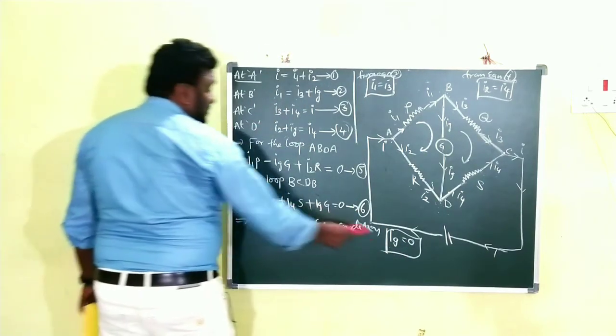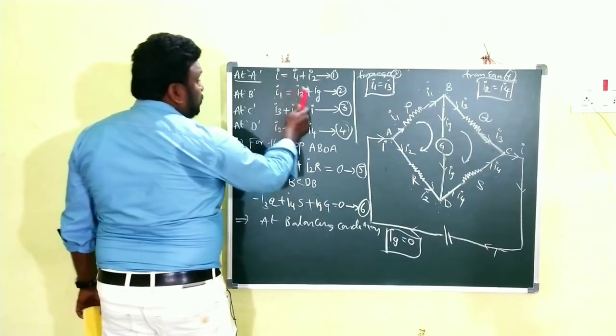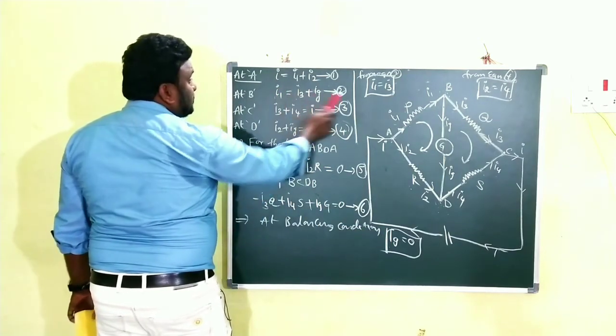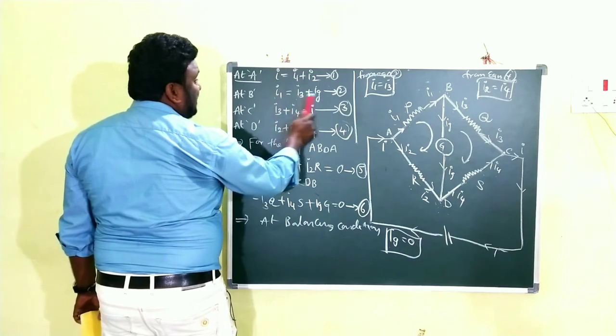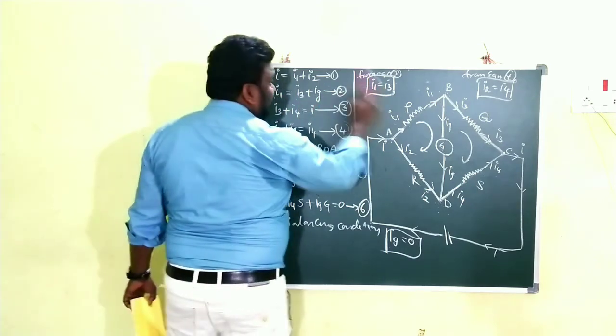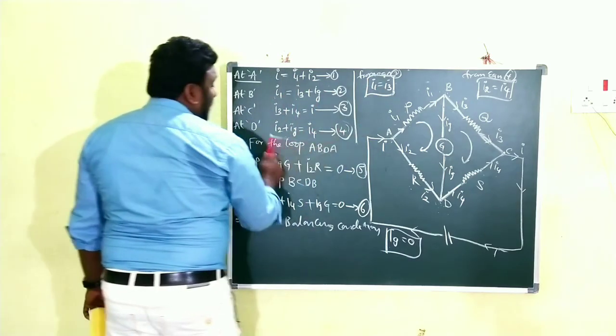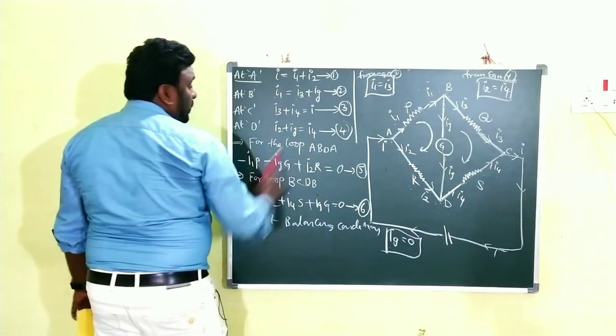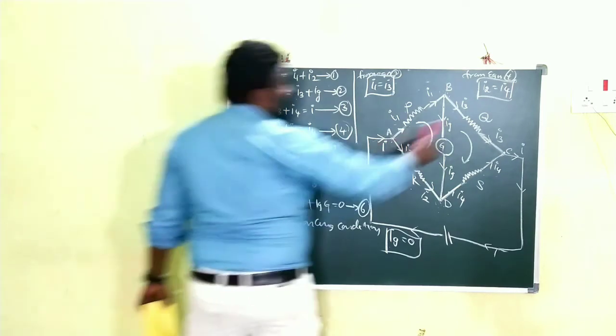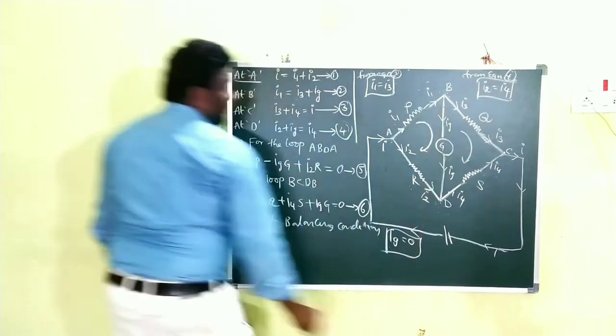Now we have to substitute the IC value in equations number 2 and 4. What do we get? In equation number 2 we get I1 is equal to I3 plus 0. That means I1 is equal to I3. And from equation number 4, I2 plus IC is equal to I4. Then IC value is 0. Then what do you get? I2 is equal to I4.